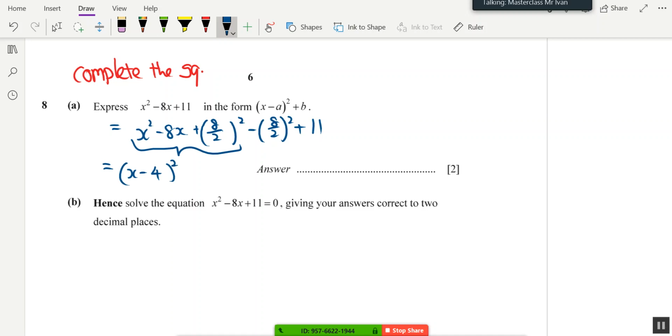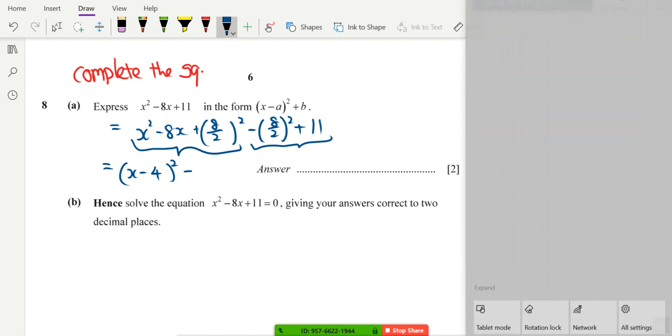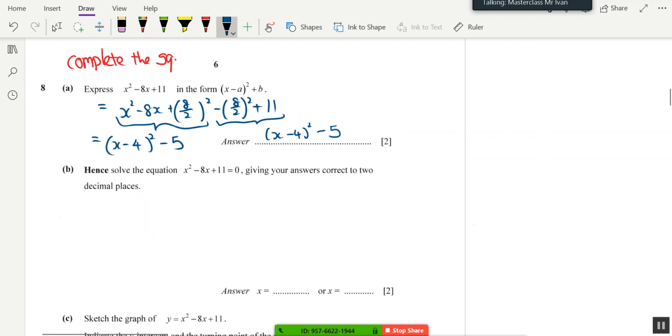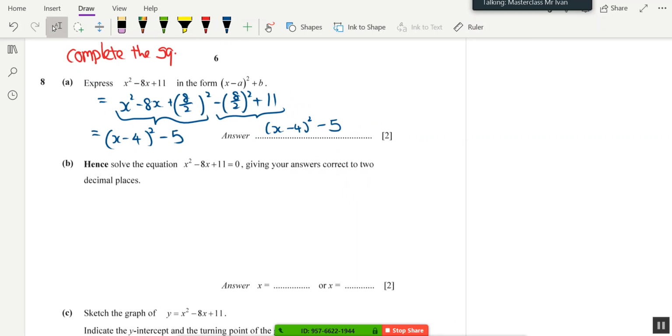Then after that, the behind few, use your calculator. Negative 16 plus 11, that will be negative 5. Don't forget the technique of completing the square. It is a must know. So this will be x minus 4 squared minus 5. The second part is the hence part. It will always be like that. When you do your N level, you also did like this a million times. The hence part must always make use of the first part. This equals to 0 means that x minus 4 square minus 5 is also equals to 0, because they are the same.